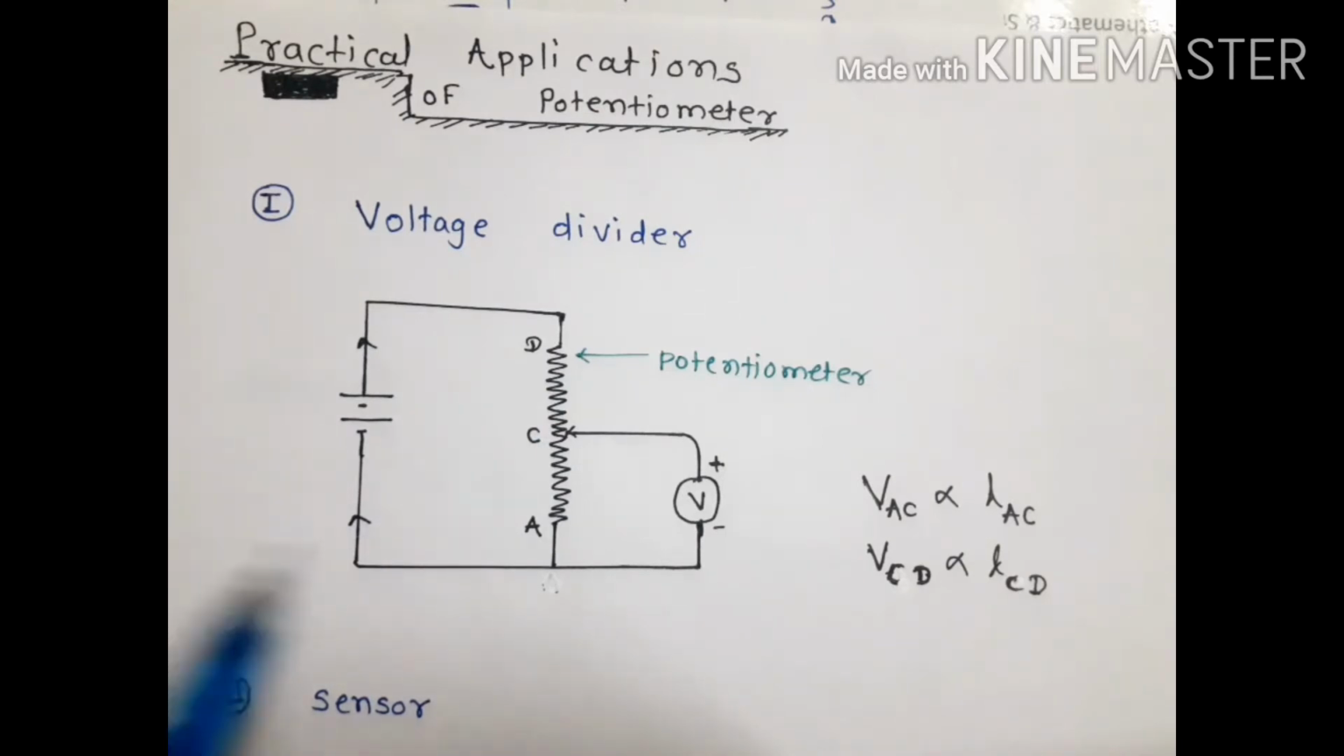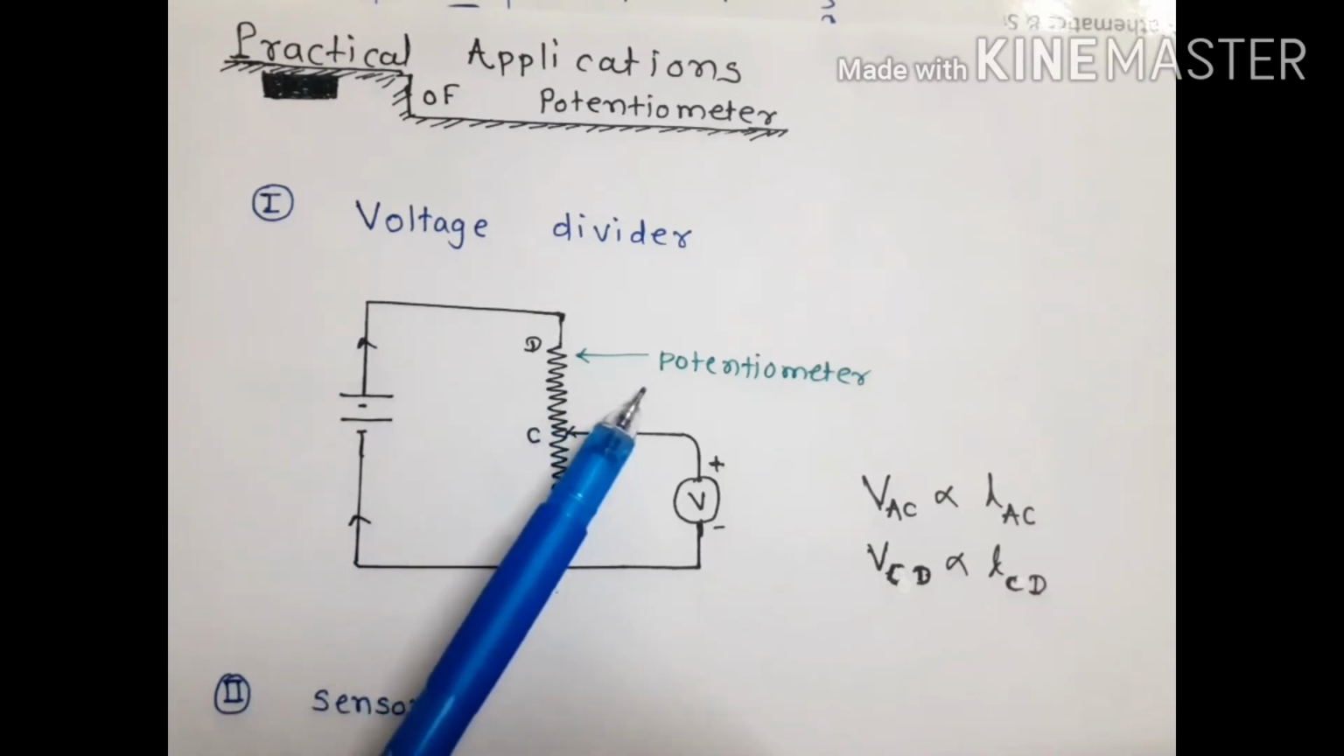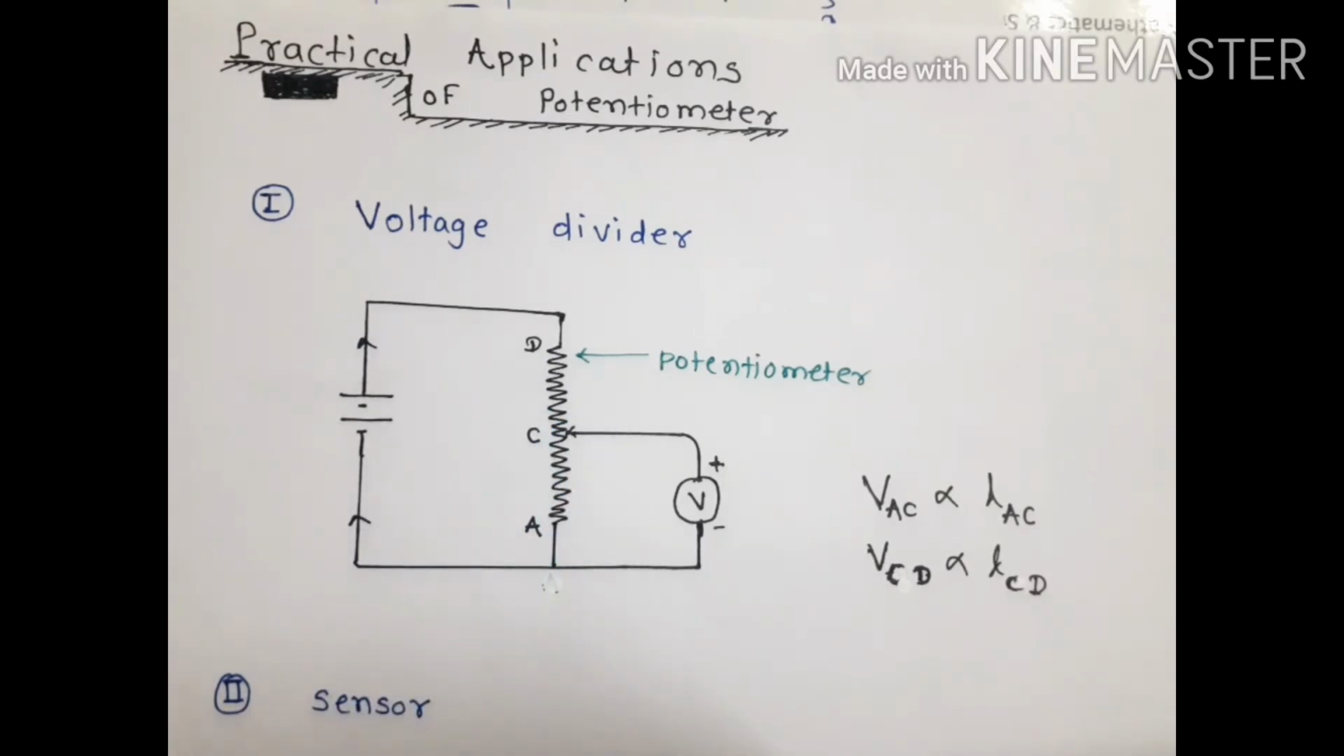This is the circuit diagram. In this circuit diagram, this is the potentiometer. See the indication of the potentiometer. We know the basic principle of the potentiometer, and that principle is that the potential difference across any 2 points on the potentiometer wire is directly proportional to the distance between those 2 points. This is the main principle on which the potentiometer works, and with the help of that principle we are able to use the potentiometer as a voltage divider.